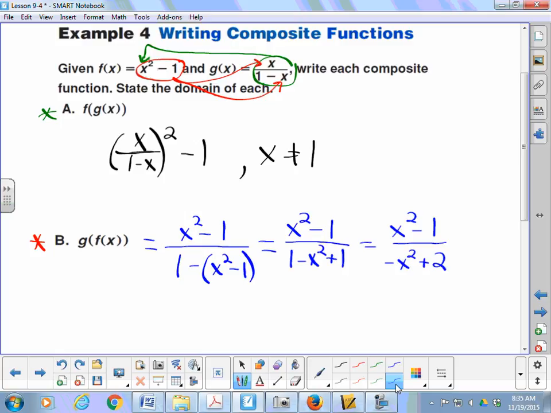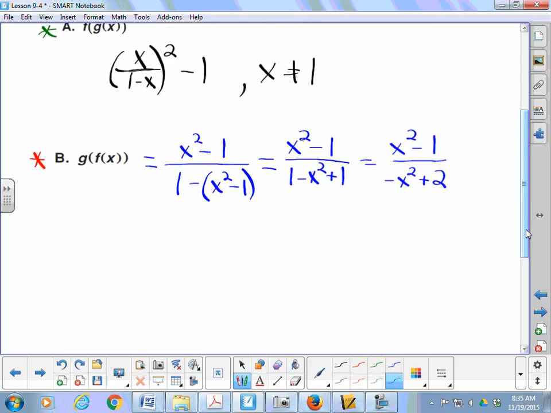Now this one's a little bit trickier as far as where the denominator equals 0. Because now we have to go from the end here, negative x squared plus 2, and find out where it's undefined. So that becomes a little bit more difficult, but we can do it. So negative x squared plus 2, we want to know where does that equal 0?